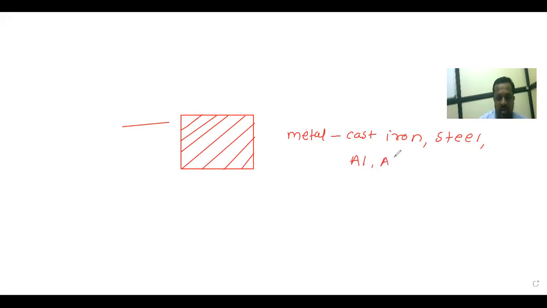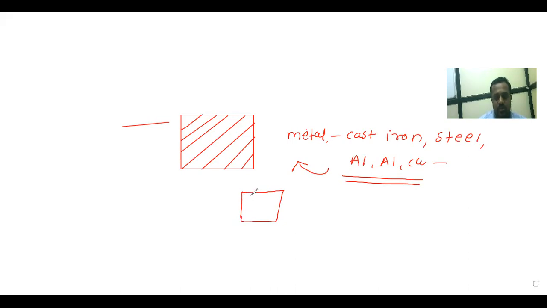See, this is the convention representation of the metal, and inside it consists of the cast iron, then steel, then aluminum and its alloy, then copper and its alloy, like this. Okay, हे जे material आहे, for this material we can use this convention. Okay, how to draw this convention?